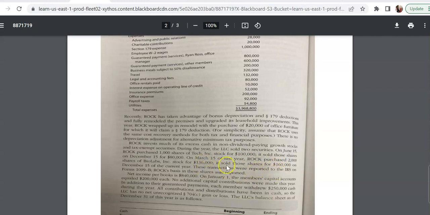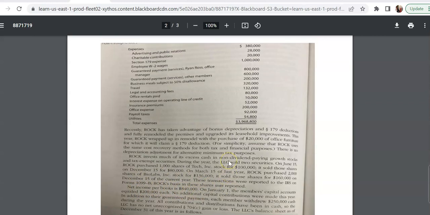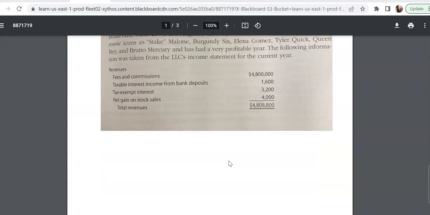These are transactions reported to the IRS on Forms 1099-B. Rock's basis in these shares was reported. Okay, so that's going to go on disposition of capital assets. Net income per books is $840,000. Is that the 4808? Let's see.